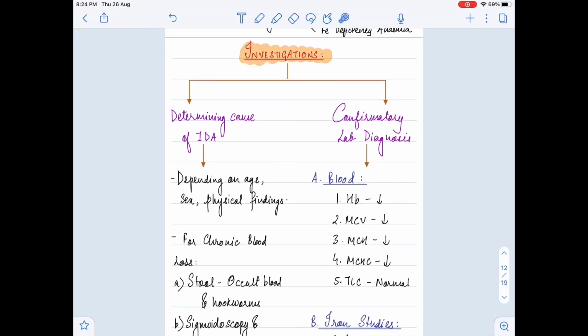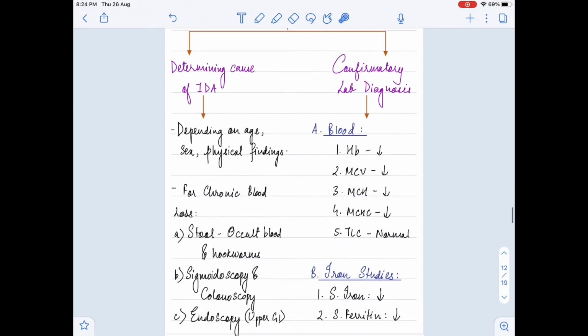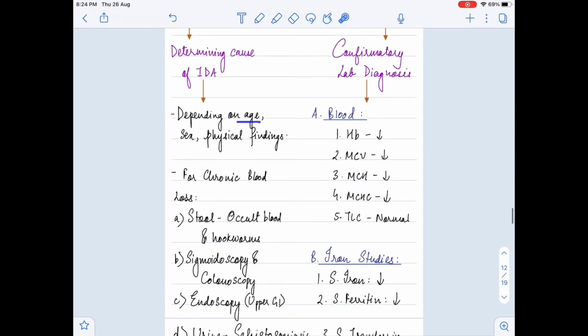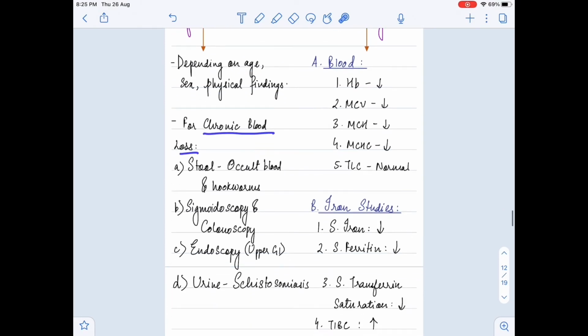So, investigations are done on the basis of determining the cause of iron deficiency anemia, or we confirm the lab diagnosis. Determining the cause of iron deficiency anemia on the basis of age, sex, or physical findings. In case of chronic blood loss, we need to ask for stool examination to look for occult blood and hookworm infestation. We may also do sigmoidoscopy and colonoscopy. In case of upper GI bleeding, we may ask for endoscopy, or for schistosomiasis suspicion, we may go for urine examination.